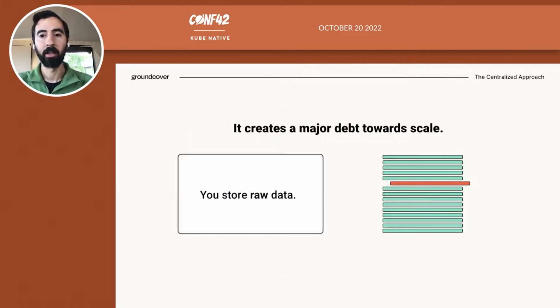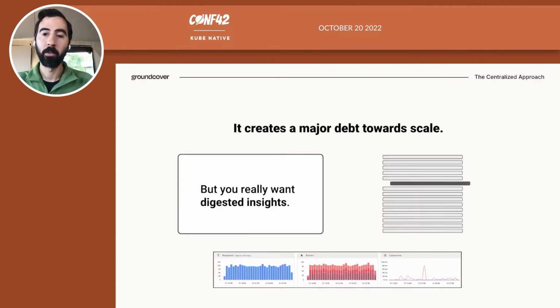But this decision, even though very logical at the time, created a major debt towards scale. And this is part of what is starting to shift currently in the industry. Basically, what it says is you have to store raw data to get insights. So if we look at all the green rectangles here as healthy requests and the red one as a faulty request, you would actually store the spans of the different requests when you wanted most of the time just the digested insights around them, like the golden signals, the metrics that depict their behavior in production.